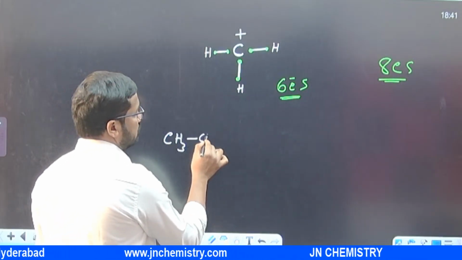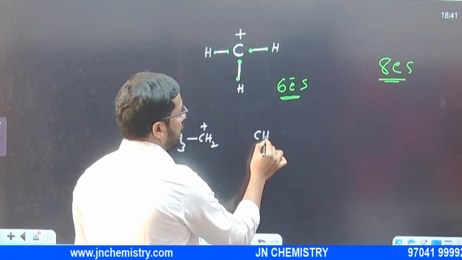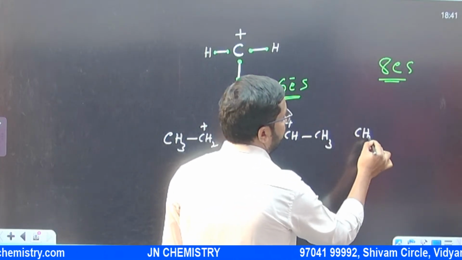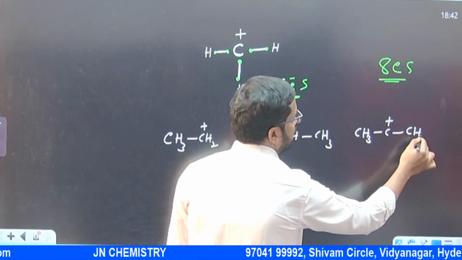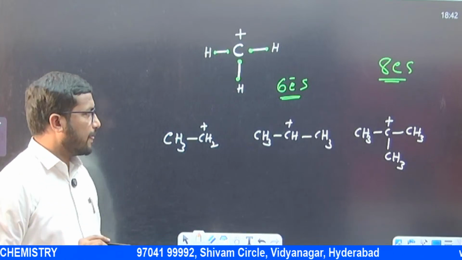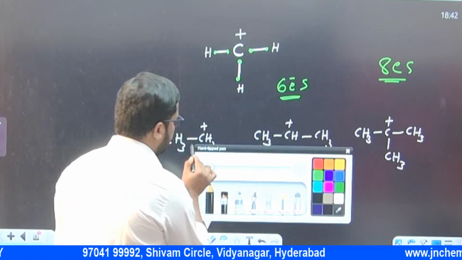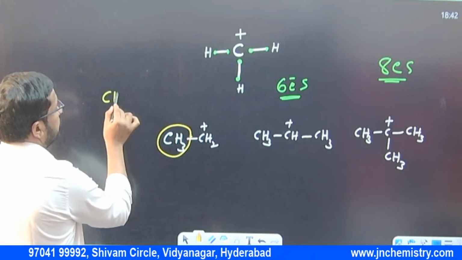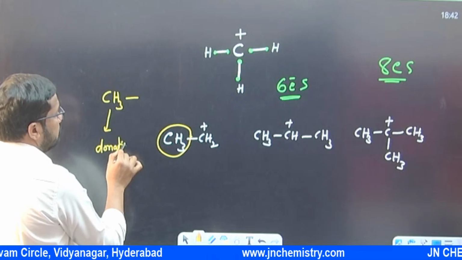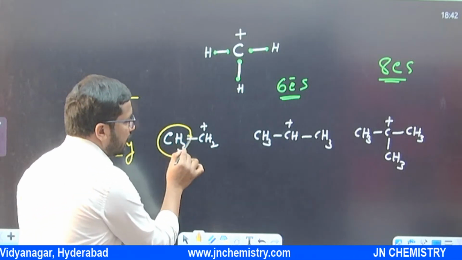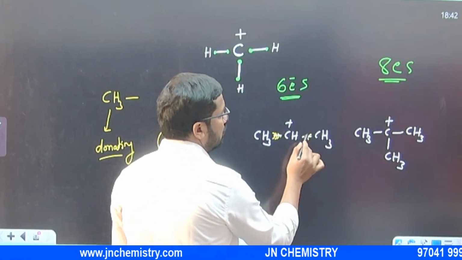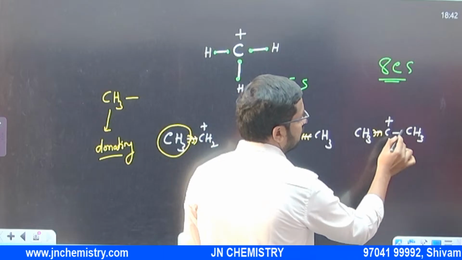For example, try to understand CH3CH2 plus, and CH3CH plus CH3, and the one with three CH3 groups. The CH3 nature is what? Electron donating nature. It donates electrons to the carbocation. Case number 1: only one methyl group is donating. In the next case, 2 methyl groups are there, both are donating. In this case, 3 are donating.